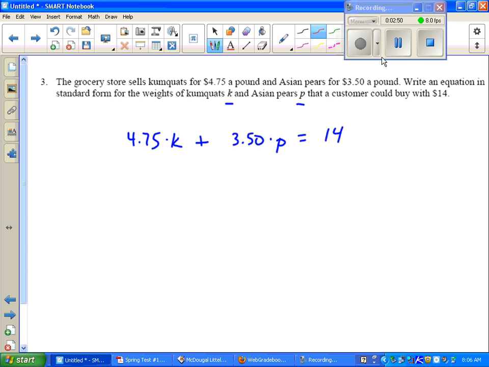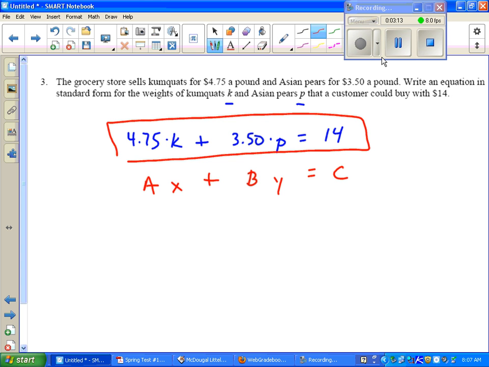So that's in standard form. AX plus BY equals C, or A times K in this term we're calling X, plus B times Y, which is P, equals 14, which is our C. So again, 4.75K plus 3.50P equals $14 is your standard form of an equation. AX plus BY equals C.